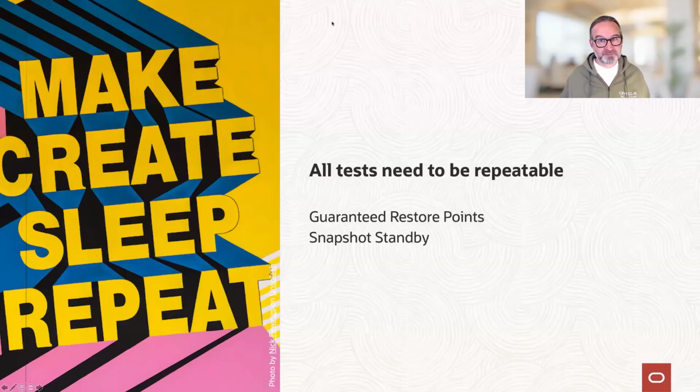If you would like to test now, we would like to avoid also rebuilding our environment over and over again. So we need to think first how we can go backwards without rebuilding everything. And this is what we would like to show you here. Because all our tests need to be repeatable, and therefore we will use guaranteed restore points or a snapshot standby.